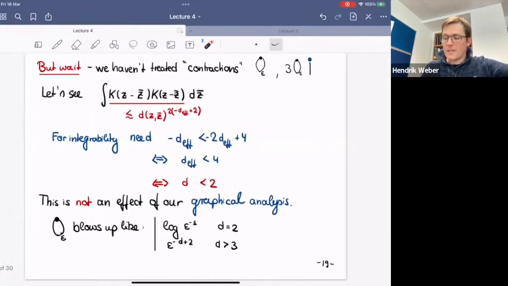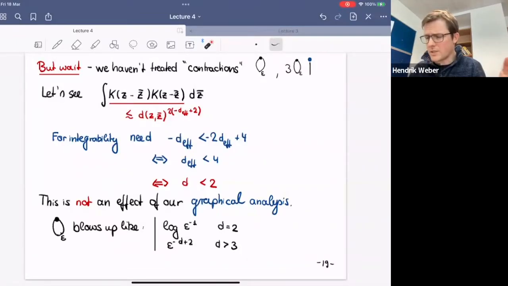But of course, now we have still ignored these contractions. This is a term that we haven't yet spoken about at all, and now here we see the problem. This is actually where these infinities come from. If you do the graphical power counting analysis, you see this convolution here should behave like that, and this is integrable if and only if this is true. So this means effective dimension has to be less than 4, which means real space dimension has to be less than 2. So it doesn't work, this just diverges. This is exactly our log divergence in 2 dimensions, and the epsilon to the minus d plus 2 divergence in 3 dimensions. So this is the leading order divergence that you have in all these bits. This is the thing that we wanted to get rid of.